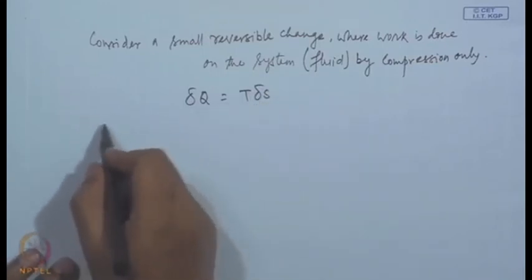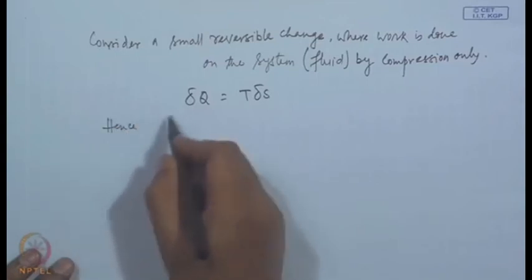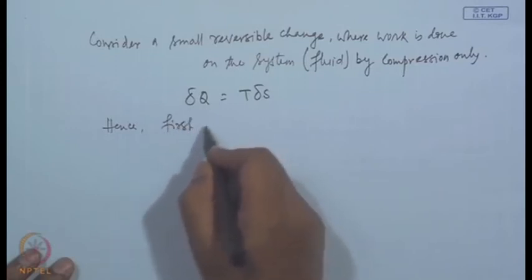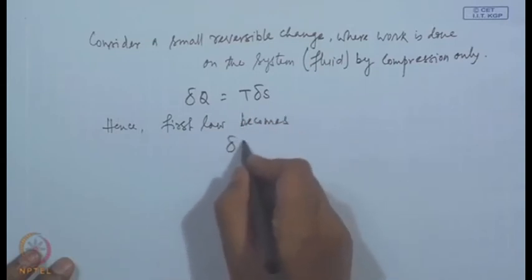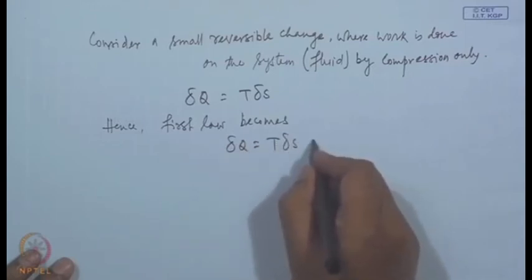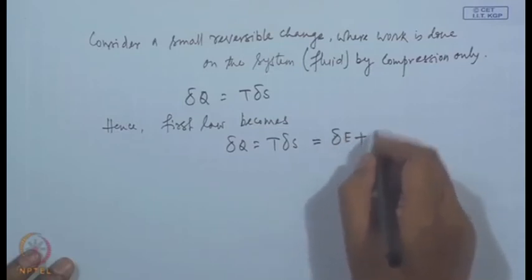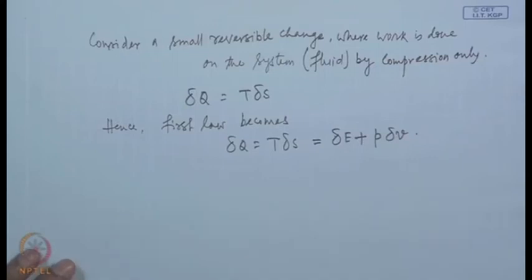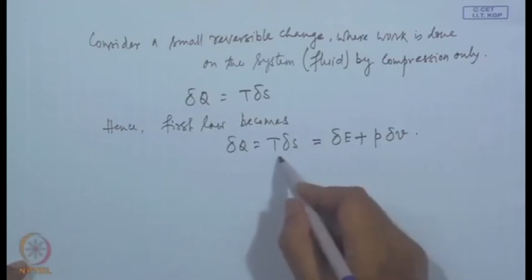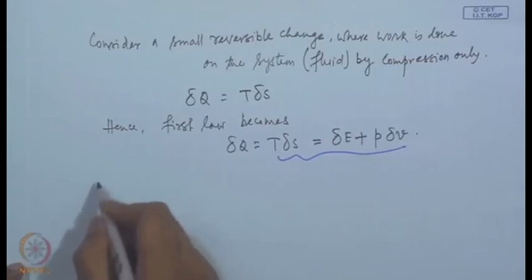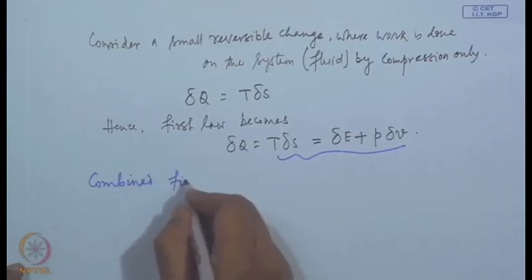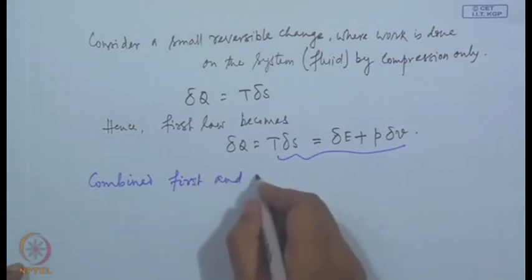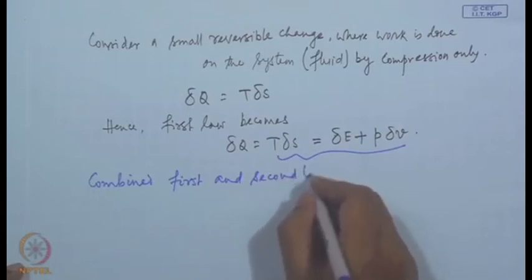Hence, in the first law, delta q is T delta S, that is equal to delta E plus P delta V. So, this is a combined form of the first and second law.